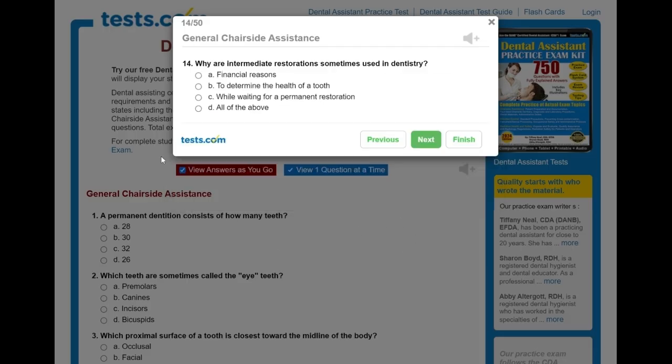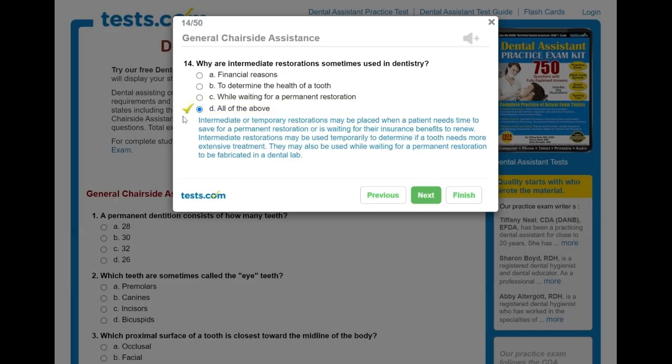Question 14. Why are intermediate restorations sometimes used in dentistry? A. Financial reasons. B. To determine the health of a tooth. C. While waiting for a permanent restoration. D. All of the above.